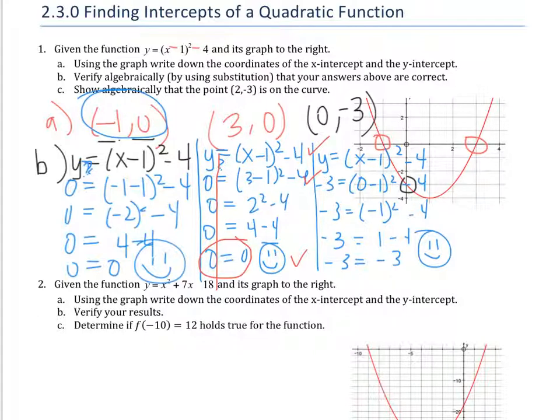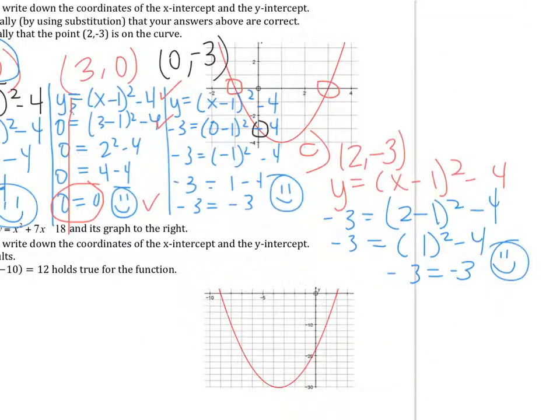Part C says show algebraically that the point (2, -3) is on the curve. So right now take a moment and do that yourself. Same process again, you just write your formula, do the substitution, and balance your equation, never crossing your equal sign, to make sure that you have in the end -3 equals -3, and then the point is verified.